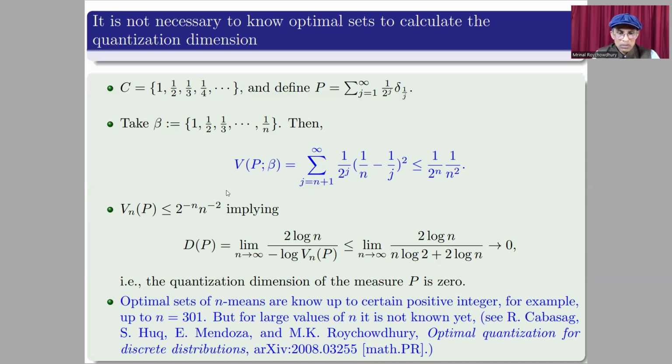Now, do you know the optimal sets of n means for any n? Look at that here. Optimal sets of n means are known up to a certain positive integer, for example, up to n equal to 301. But for large values of n, it is not known yet. So it is an open problem till now. To know more details, you can look at this paper: R. Kavasag, Hag, Mendoza, and K. Roy Choudhury, Optimal Quantization for Discrete Distributions. This paper is also available on arXiv.